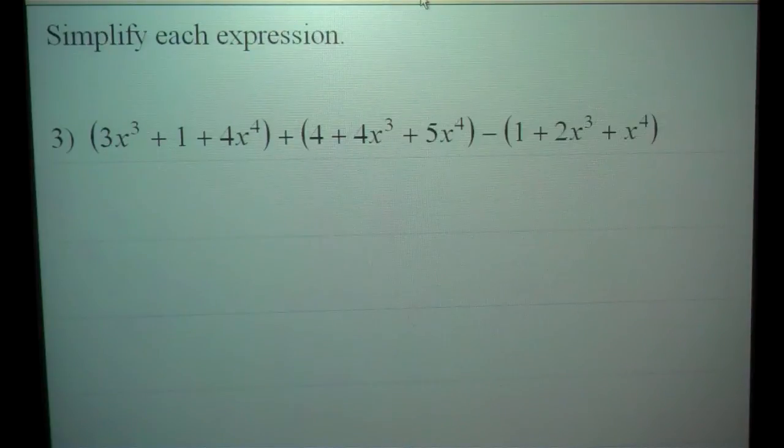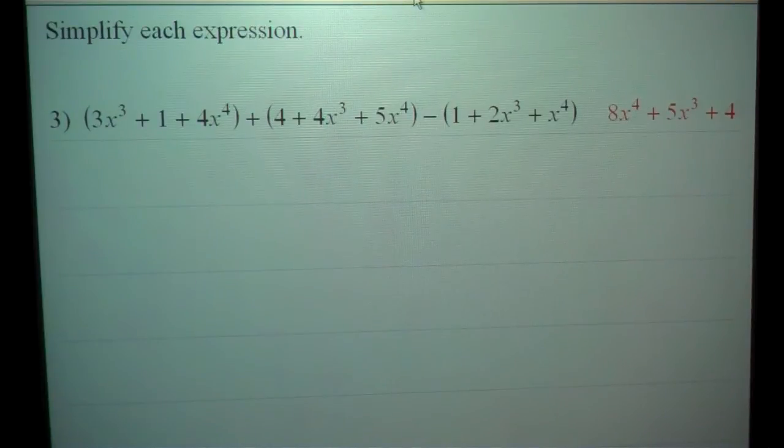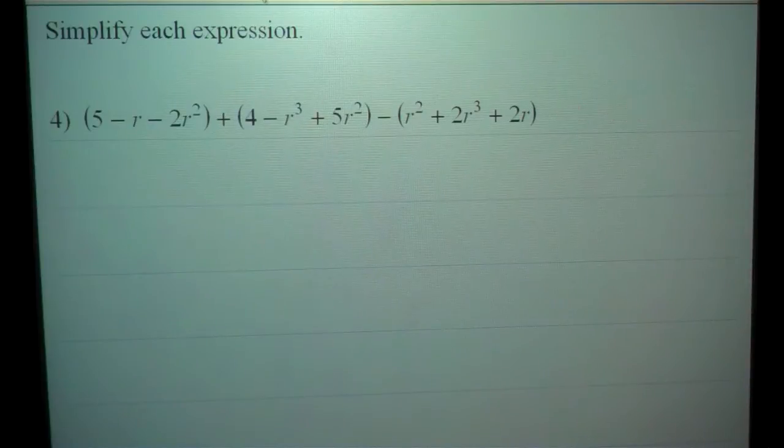Let's see if I can make it a little bigger. Number 3. Here's the answer to number 3. 8x to the 4th plus 5x cubed plus 4. Here's number 4.